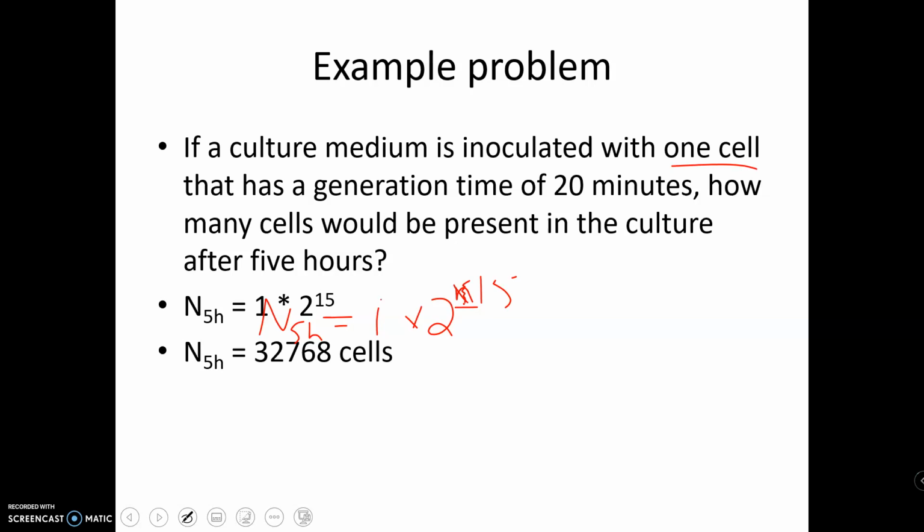So after 5 hours, we had started with 1 cell. After 5 hours, we have over 32,000 cells present in that population. And that shows you, one, how fast bacteria are able to grow or double in population size, and two, how you're able to calculate that. I've given you another example problem, and the PowerPoint shows you how to do that. If you need some practice with that, do that. And the book also gives you some practice problems.